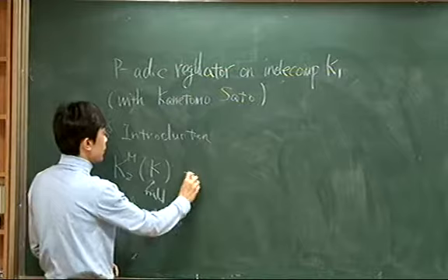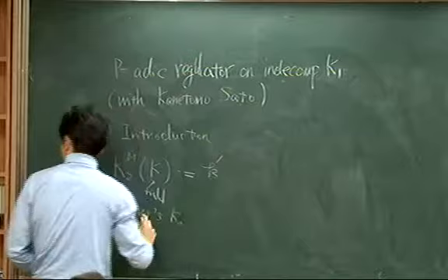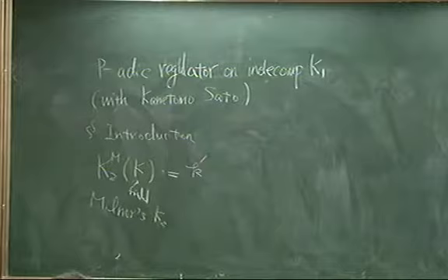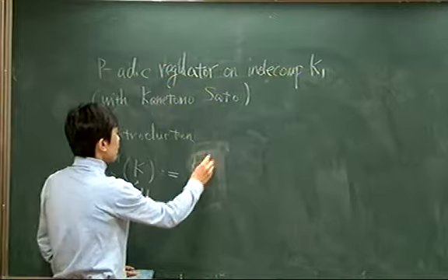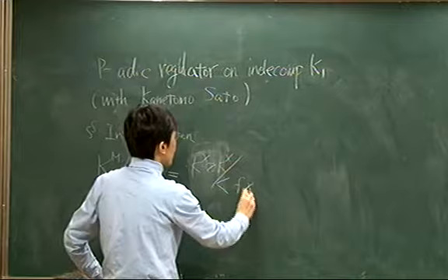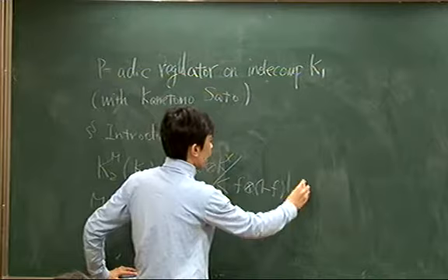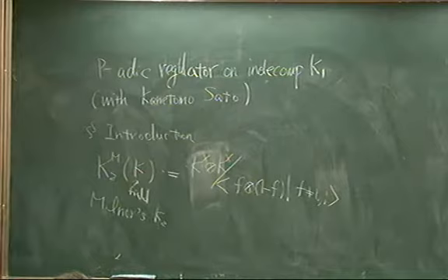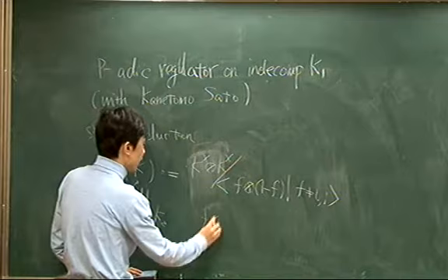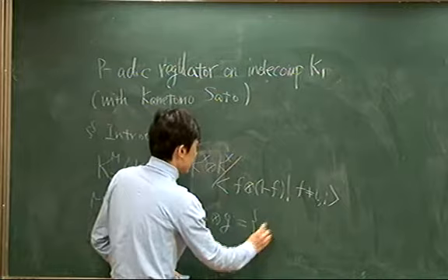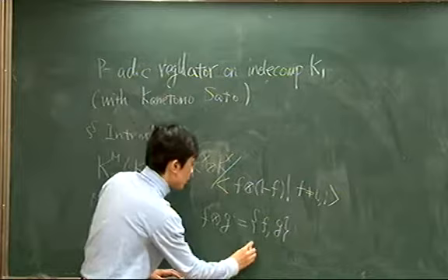It is defined as the tensor product of K cross and K cross, modulo the subgroup generated by Steinberg relations: f tensor (1-f), where f is not zero or one. So this group is called the Milnor K2. The element f tensor g is often written by a bracket {f, g} and is called a symbol.